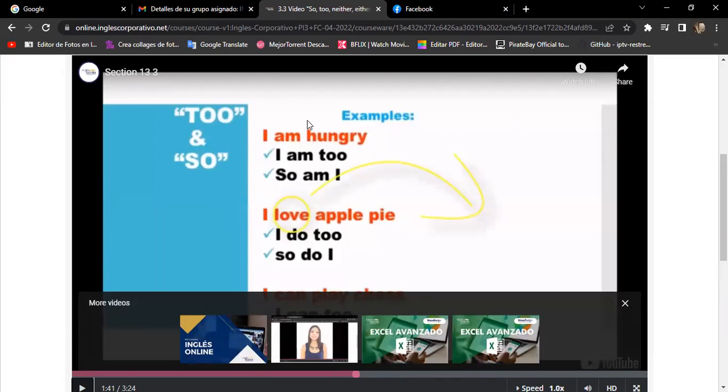I love apple pie. What is something you love? Oh, for example, listen, I love coffee. Me too. I love coffee, me too. I love ice cream, me too. Catherine, I like pupusas. Me too, teacher. All right, good, me too. That's easy. Now, what is so?